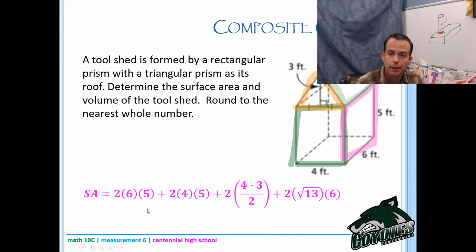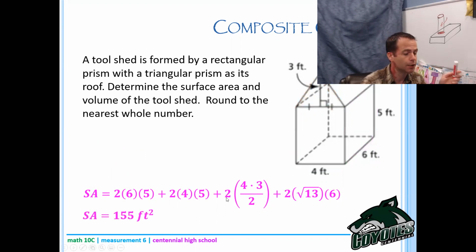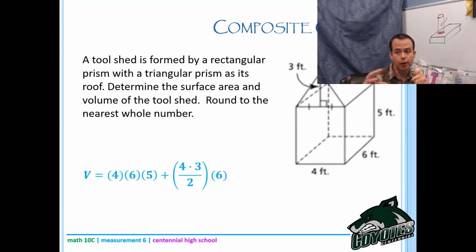Okay, plug all that into my calculator. Make sure you're doing this right. Make sure you can plug this in properly. You need to get the same answer as me. And you should be getting 155 feet squared. 155 feet squared.